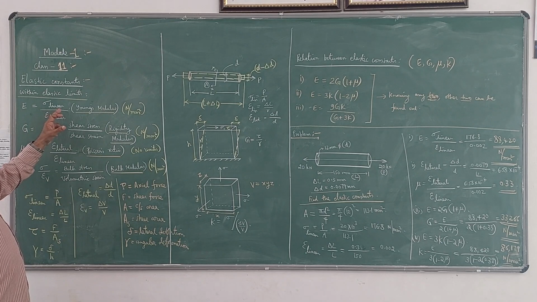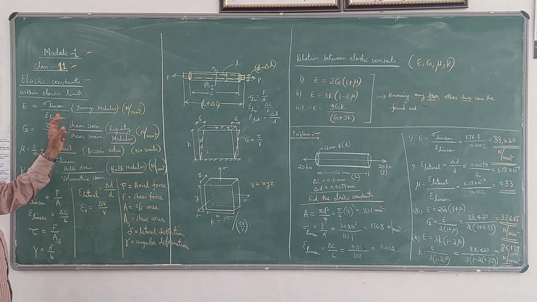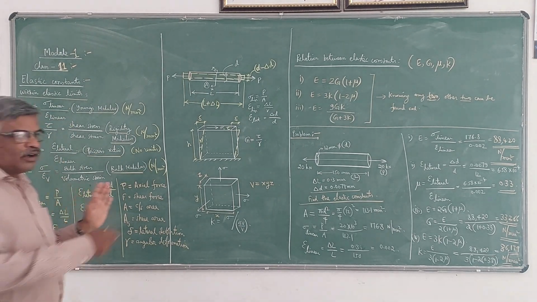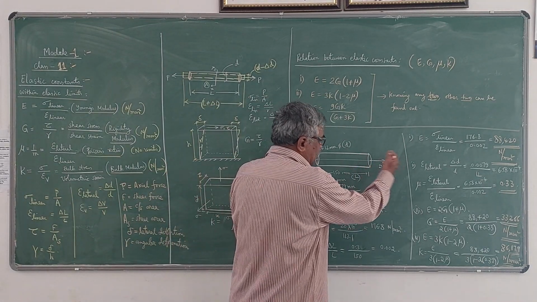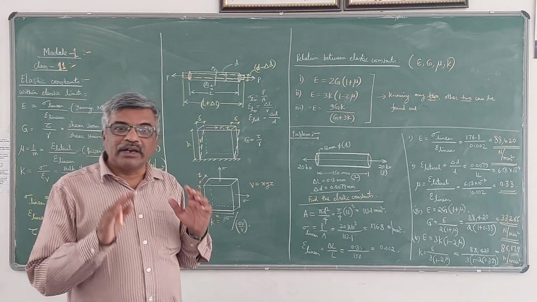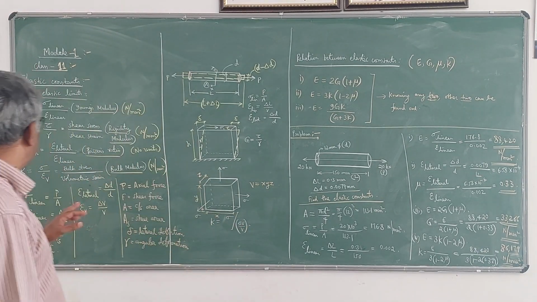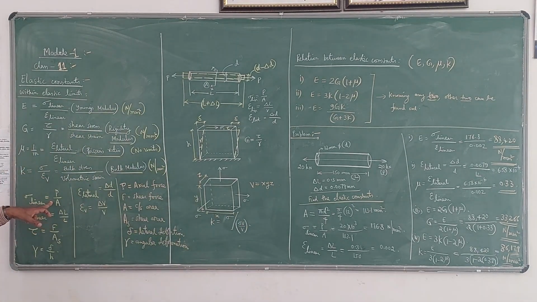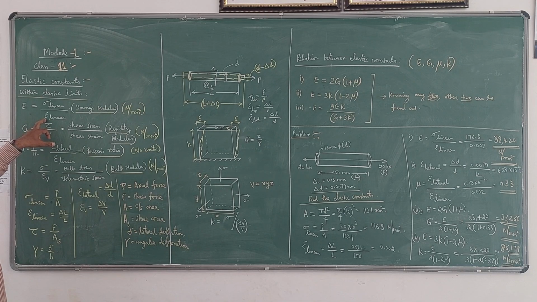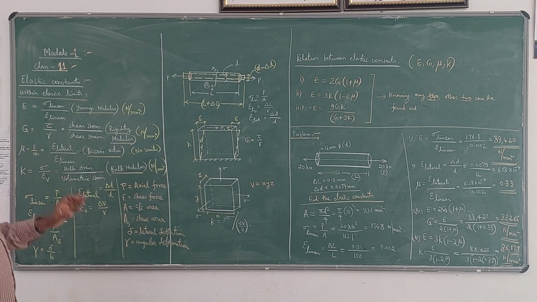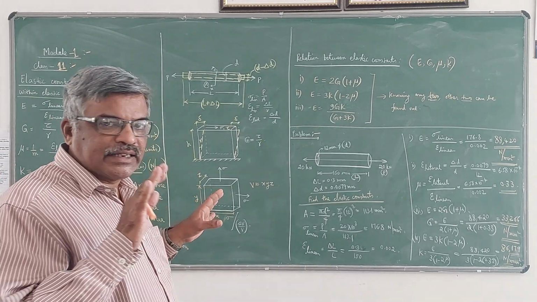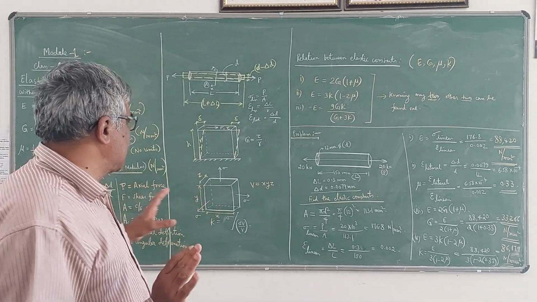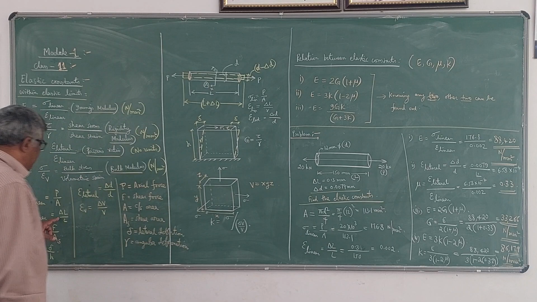Young's modulus is defined as linear stress to linear strain. Linear means along the length. Along the length, whatever stress develops perpendicular to the area, that is your linear stress, which is given by P by A. Then linear strain is the strain along the length. Strain is defined as change in length divided by original length, so that is delta L by L.